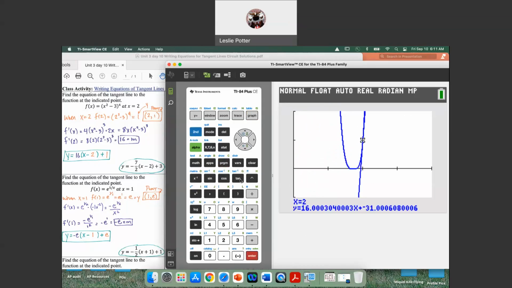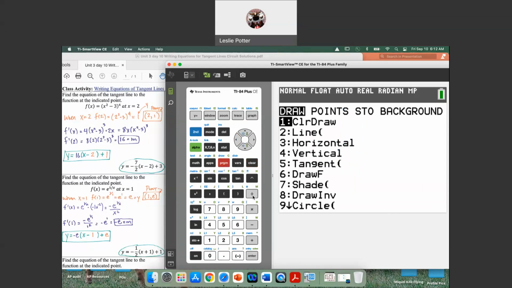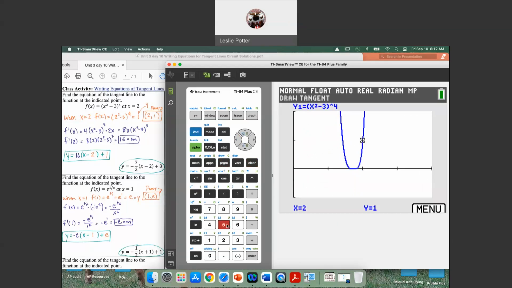So let me just do that again. Let me actually move off the tangent line, and let me clear all of that out, and let me go through that one more time. So here's my function. And let me go off that point just so that I have different numbers down here. So let me just kind of recreate that. So second, draw, tangent line, option 5. And I want it to be at 2 and enter. And so there's that tangent line.